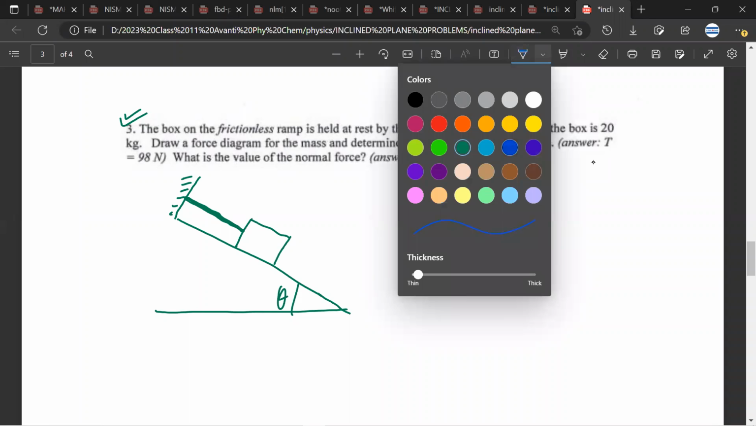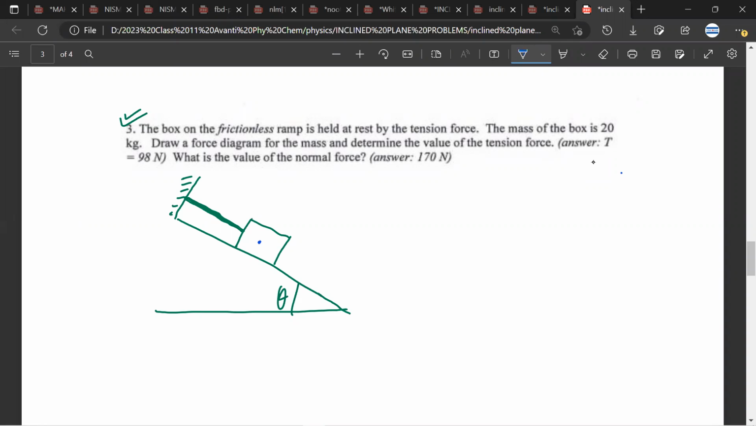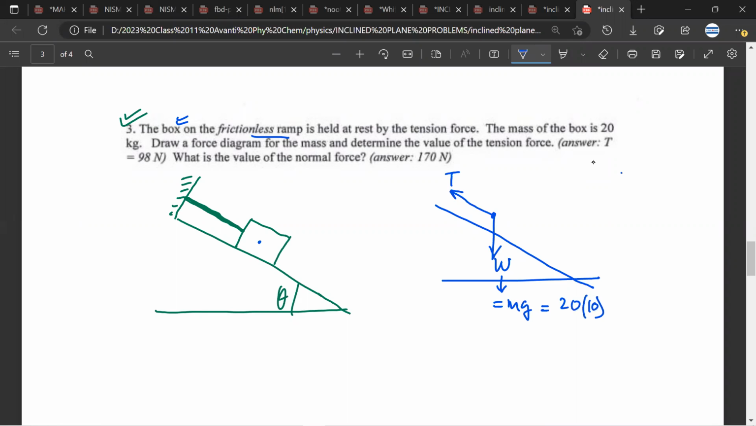Okay, now if I have to draw the free body diagram, let me draw the diagram here. So this will be the weight of the box. It is a frictionless ramp. It is held by a tension. Mass of the box is 20. Force diagram, determine the value of the tension force. W is equal to mg is equal to 20 into 10. I'm assuming it to be 10 meter per second square. So this is W. This is theta.